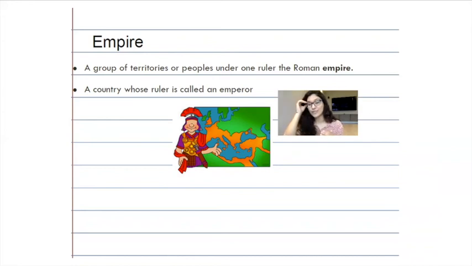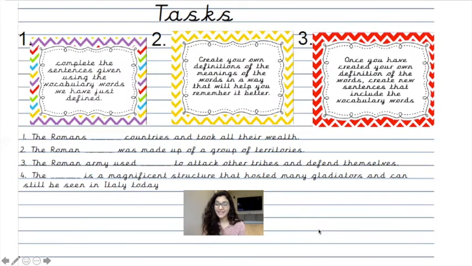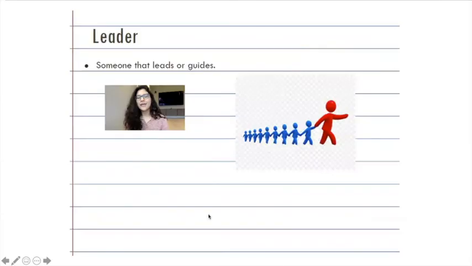So that's what you're going to do with all the key words that we have gone through. And lastly, task number 3. Once you have created your own definitions of the words, create new sentences that include the vocabulary words. I will give you an example. If I was to put leader into a sentence, I would say, a good leader is somebody who inspires a person or a group of people. That's me putting leader into a sentence. So I would like for you to have a go at putting the vocabulary words into sentences.